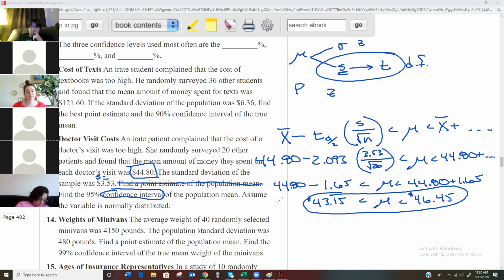Again, on the test, since I can't have you guys write all this out, what it'll have on the test is, like I said, I think A is what's your X bar. And so you would look for the answer that has 44.80. Then it says, what's your Z sub alpha or T sub alpha? So you'd look for the one that had what?